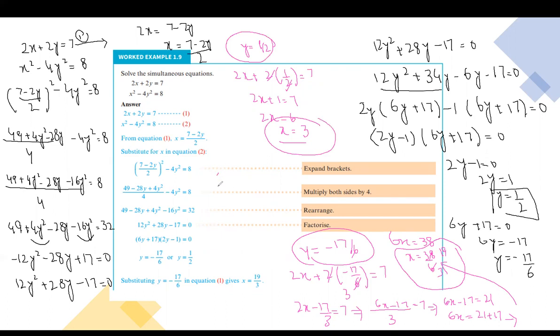So the coordinates are (3, half), and the second one is (19 by 3, minus 17 by 6). So these are the two points of intersection.